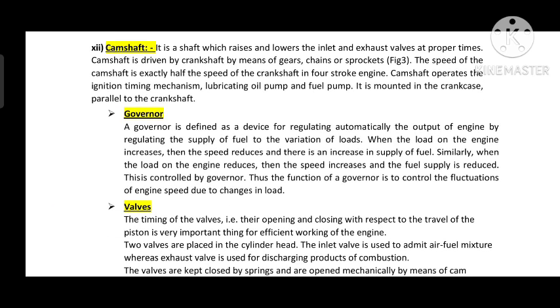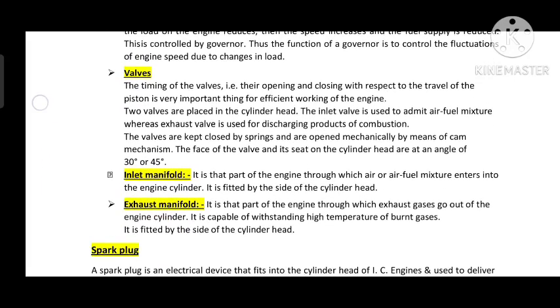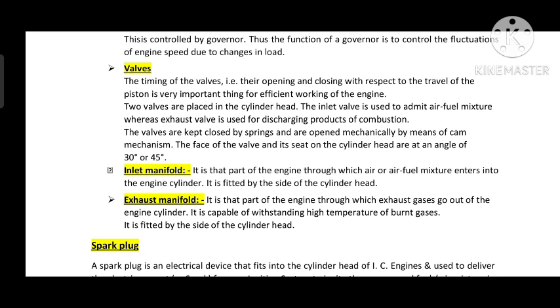And governor. Next is your valve. There are two valves: inlet valve and exhaust valve. The inlet valve is used to supply the air fuel mixture into the engine cylinder, and the exhaust valve is used to release the burnt gases to the atmosphere.